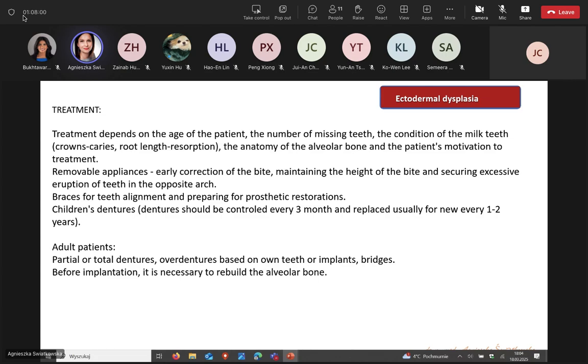For younger children, we can use children's dentures, but they should be controlled every 3 months, and usually after 1-2 years we should change them for new ones. For adult patients, we can use partial or total dentures, sometimes overdentures based on teeth or implants, sometimes bridges. Almost always before implantation, it is necessary to rebuild the alveolar bone.